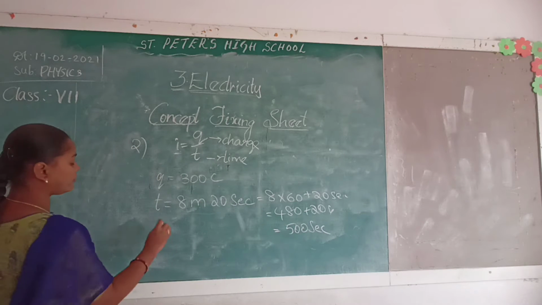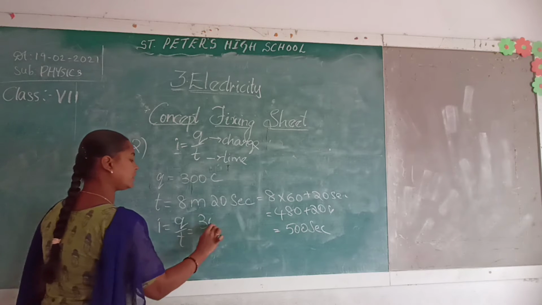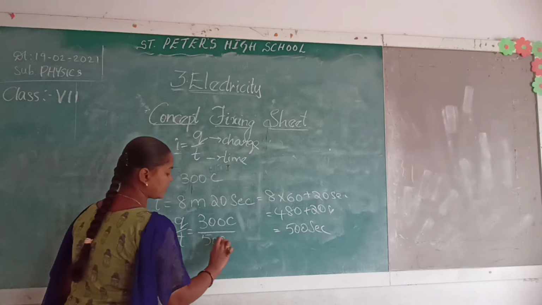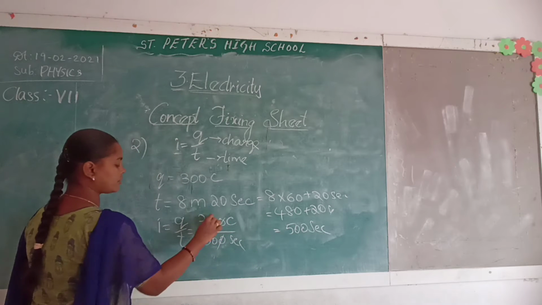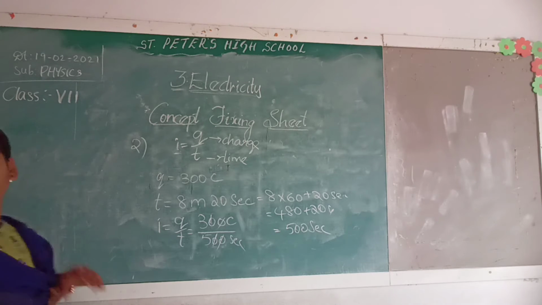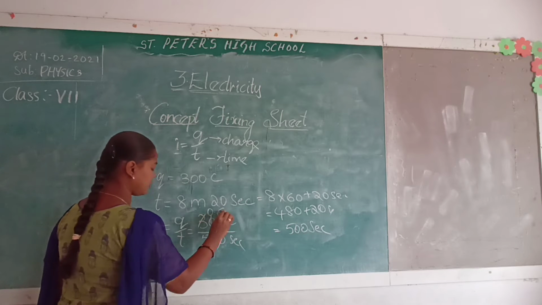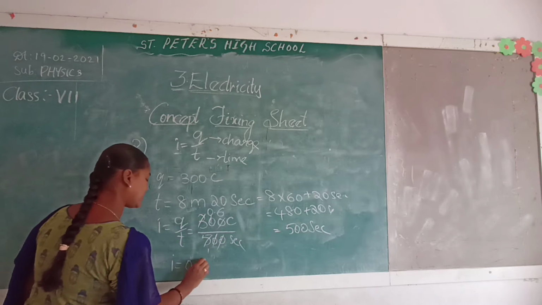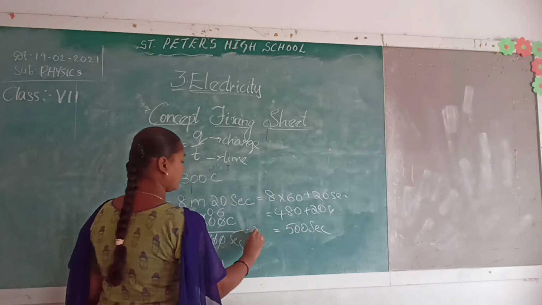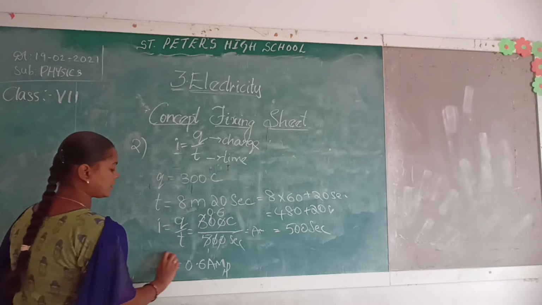Now, implement this in the formula I is equal to Q by T. Q is 300 coulombs and T is 500 seconds. Zeros get cancelled. 5 threes are 15, 0.6. The total current is equal to 0.6 ampere. That means coulomb per second denotes the ampere. So the current unit is ampere, that is I is 0.6 ampere.